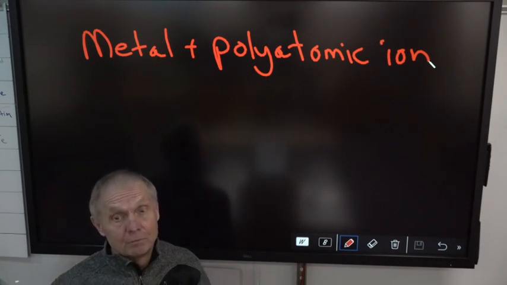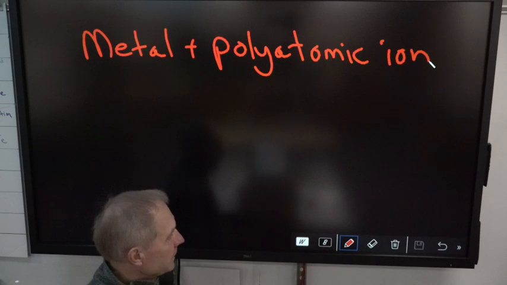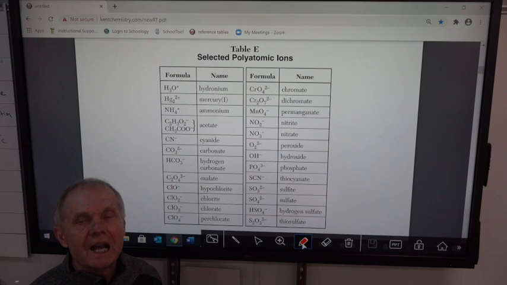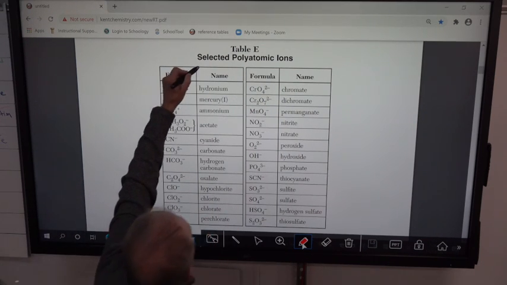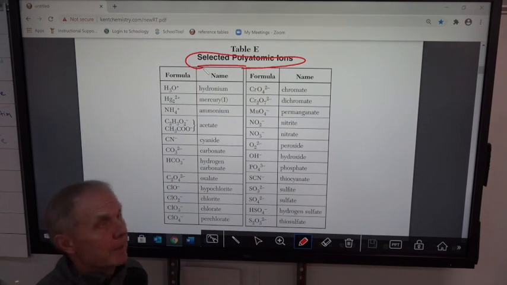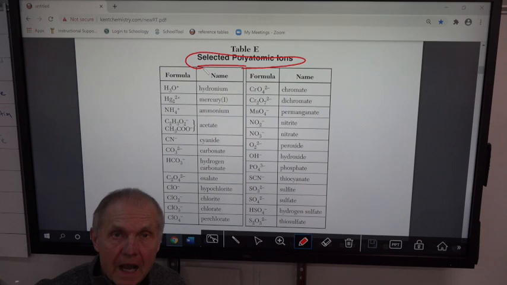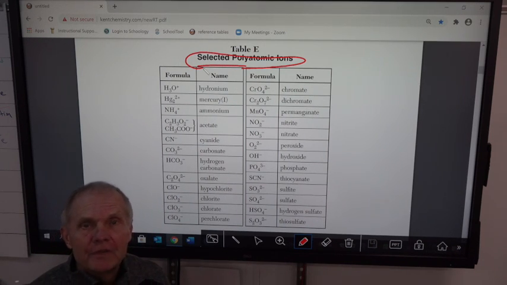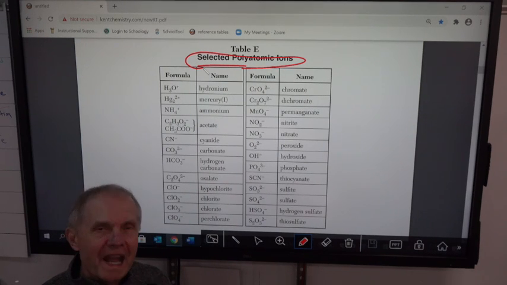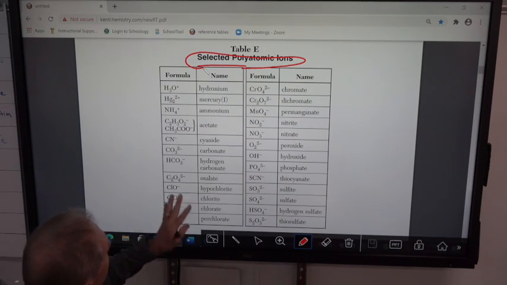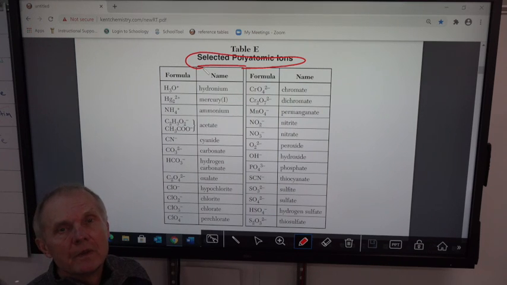Now, what's a polyatomic ion? Well, let's check it out. This is table E, and this is selected polyatomic ions. A polyatomic ion, we'll write down, is a group of elements that can't be broken down, that acts like a single element and has one charge. All right? So, all these, they can never be broken down.